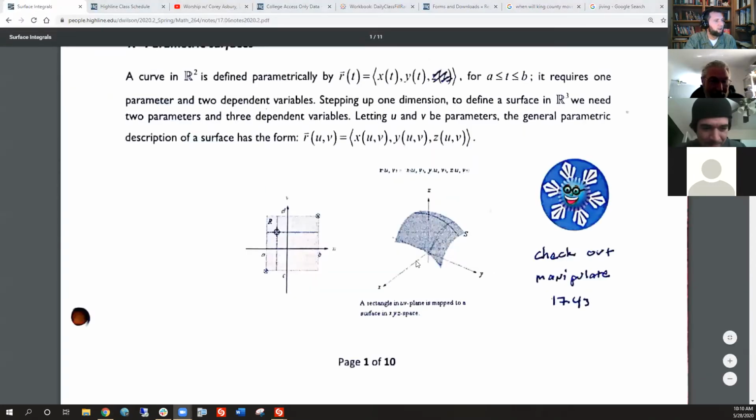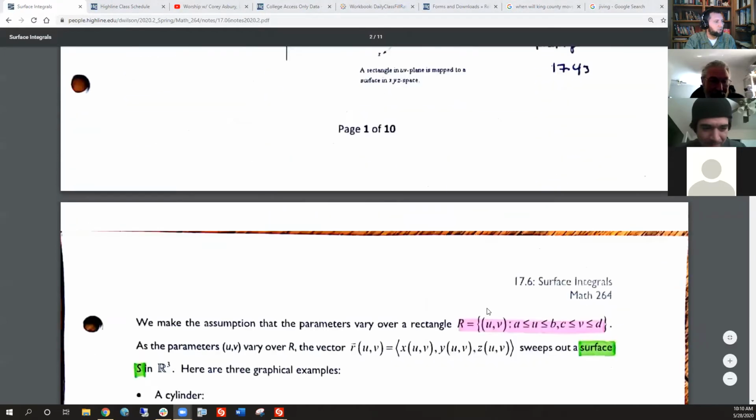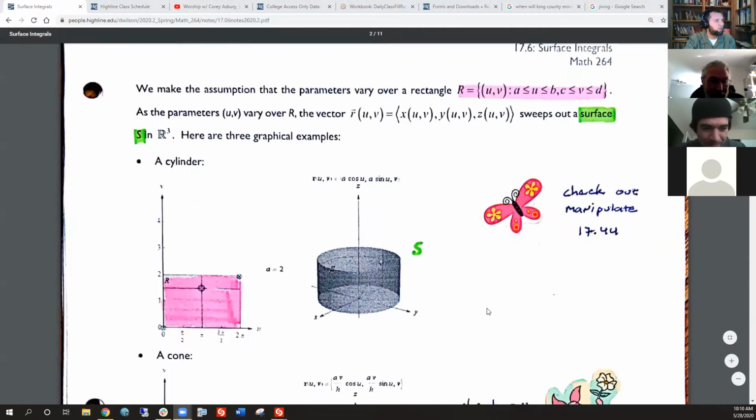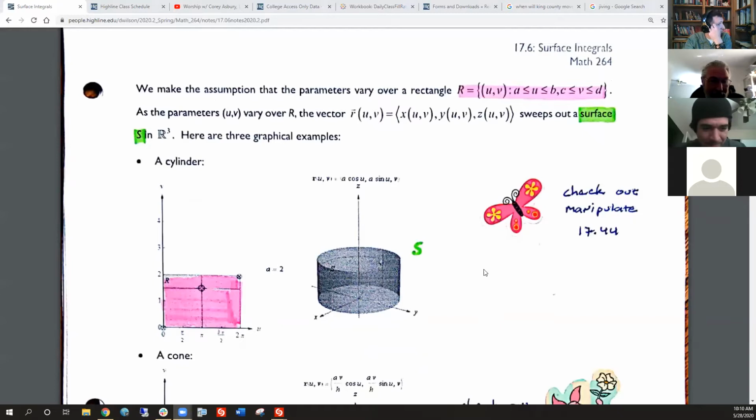All right, so this is a general example. What I'd like to do next is to look at some famous examples. So we're going to make the assumption that the parameters vary over a rectangle. So we're going to require our UVs to live in a rectangular region, but the output won't necessarily be rectangular. So as the parameters UV vary over R, the vector R(U,V) equal to X(U,V), Y(U,V), and Z(U,V) will sweep out a surface S.